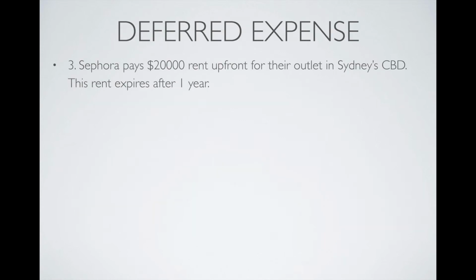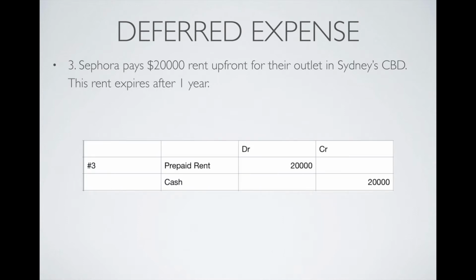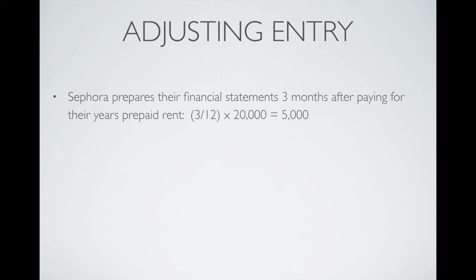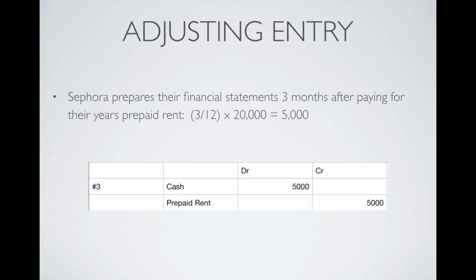For deferred expense, let's say that Sephora pays $20,000 in prepaid rent for the year. Therefore, we would debit rent and credit cash $20,000. Now, let's say they prepare their financial statements 3 months after paying for their year's prepaid rent. That means they would have only used $5,000 of the $20,000 in prepaid rent during those 3 months. We would debit cash $5,000 and credit prepaid rent $5,000.